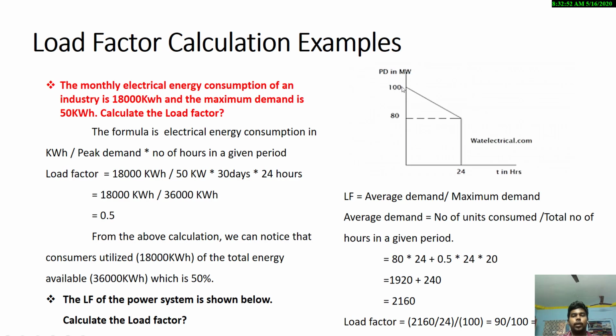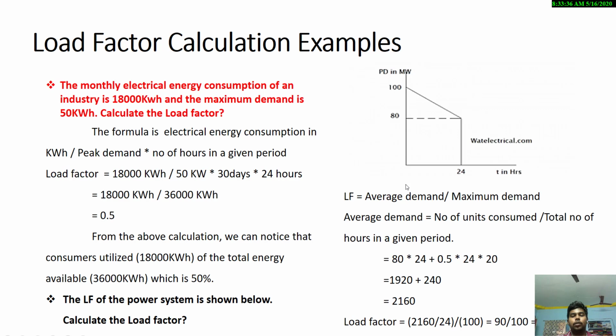Here it is easily seen that the maximum demand, or the peak demand, is 100. We can calculate the load factor, which is equal to average demand divided by maximum demand. First we have to calculate the average demand, which is equal to the number of units consumed divided by the total number of hours. By considering 80 times 24, plus the area of the overall consumption of electric energy, these are the areas. This is a triangle that we have to consider.